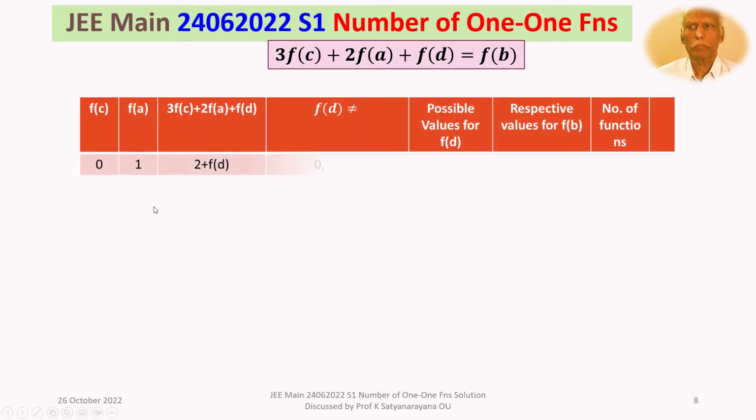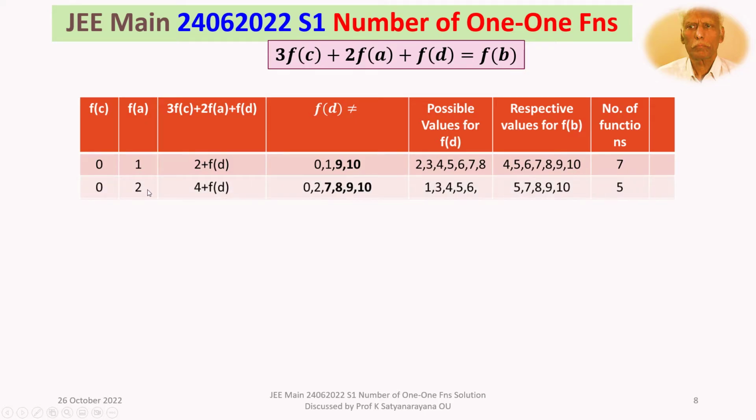So this is our tabular form. This is our first case. And in the second subcase, you have to consider 0, 2, and thereby this will be 4 plus f of d, and f of d cannot take 0 and 2. If it takes 7, it will exceed 10. 7, 8, 9, 10 it cannot take. So the remaining values are 1, 3, 4, 5, 6. The corresponding values are 4 plus 1, 5, 4 plus 3, 7. These are the f of d values, and 4 plus f of d values are written here, and these are 5 in number.